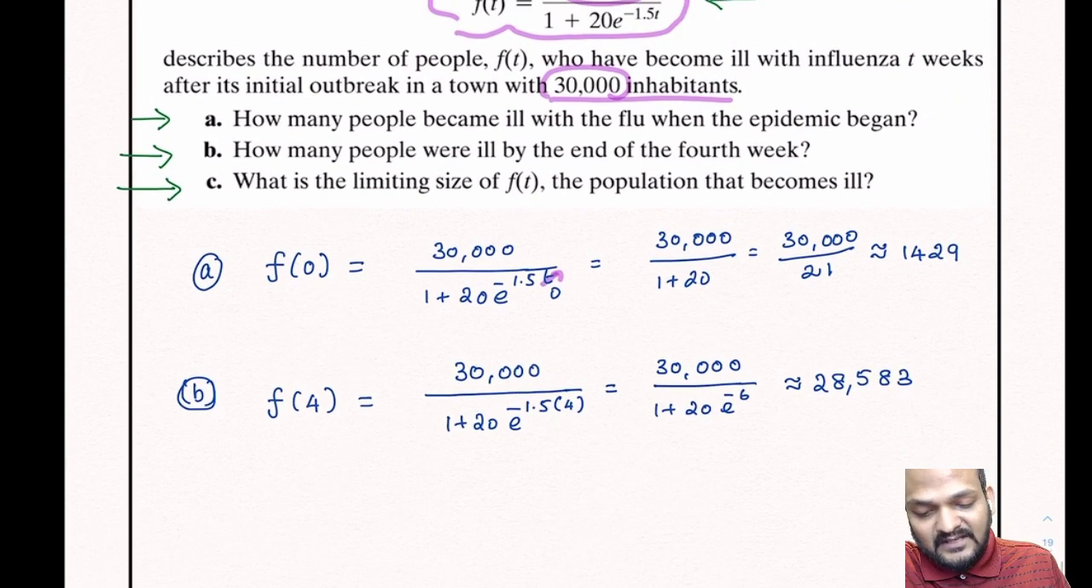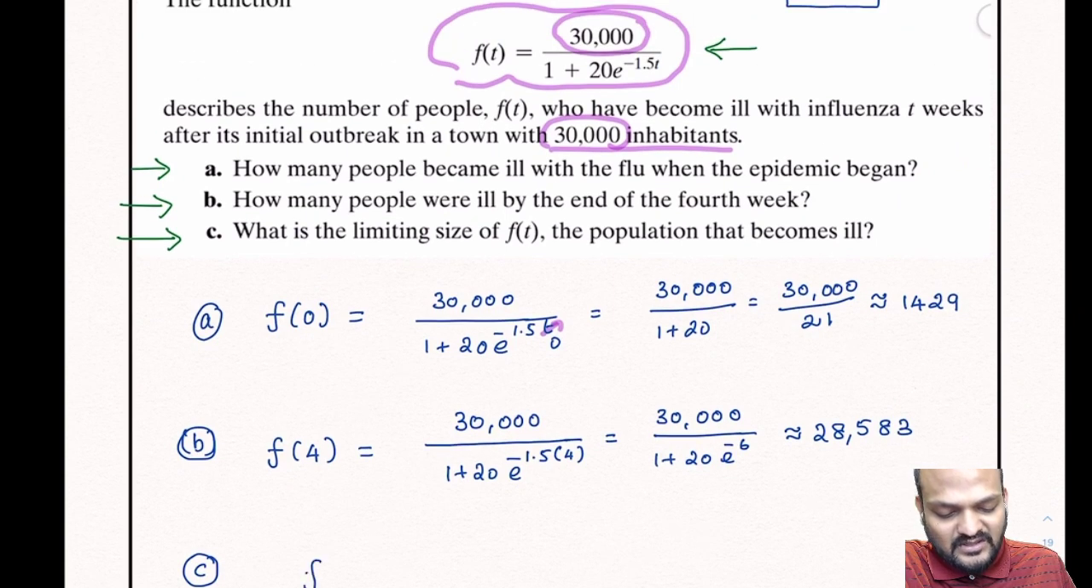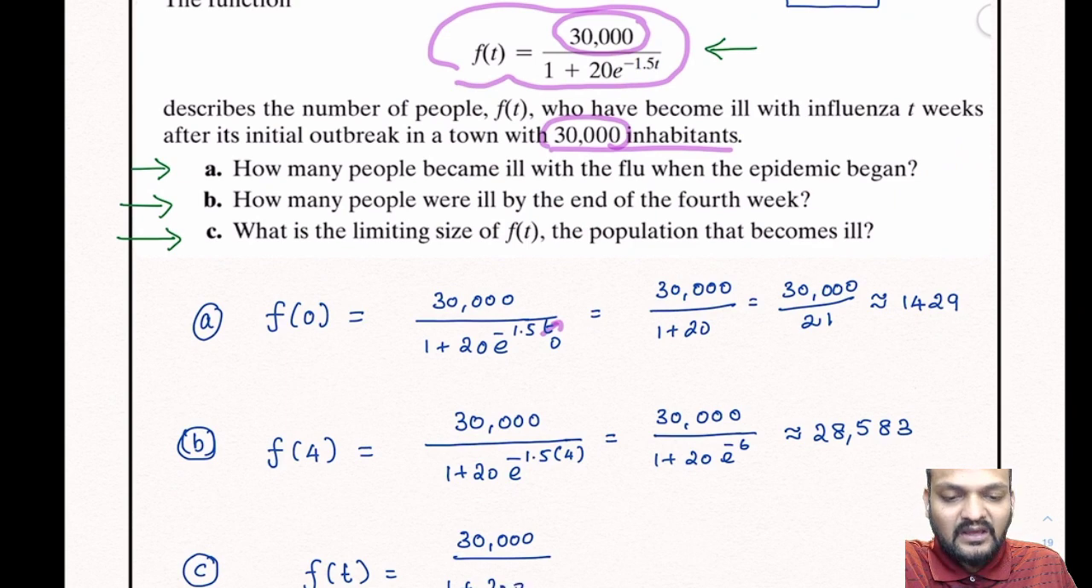Let's take a look at part C. Part C is what is the limiting size. The limiting size is basically the number of people in the town, and the number of people in the town is 30,000. So if you take a look at this equation, f of t is going to be 30,000 over 1 plus 20 e to the negative 1.5t.